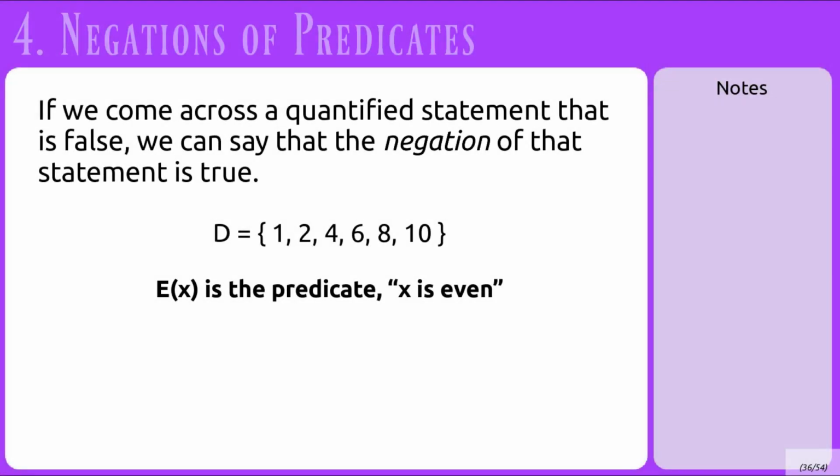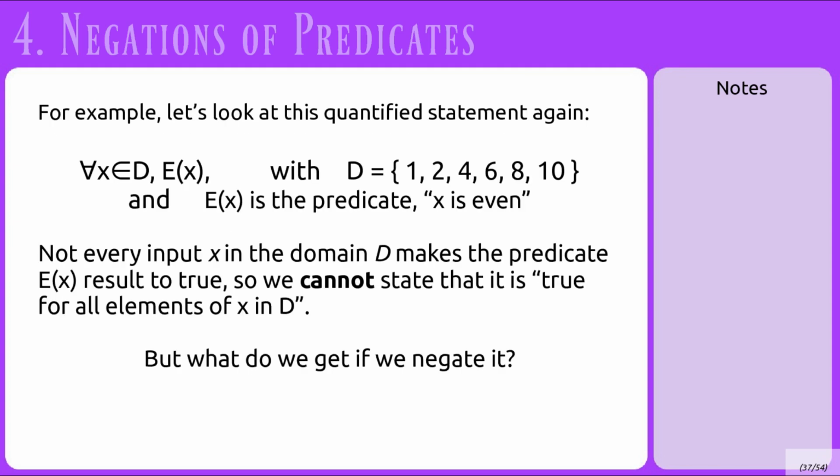If we come across a quantified statement that is false, we can say that the negation of that statement is true. So for example, let's say we have the domain D is 1, 2, 4, 6, 8, and 10, and E of x is the predicate, x is even. In this case, not every input x from the domain makes the predicate E of x result in true, so we cannot state that it is true for all elements of x in D. But what do we get if we negate it?